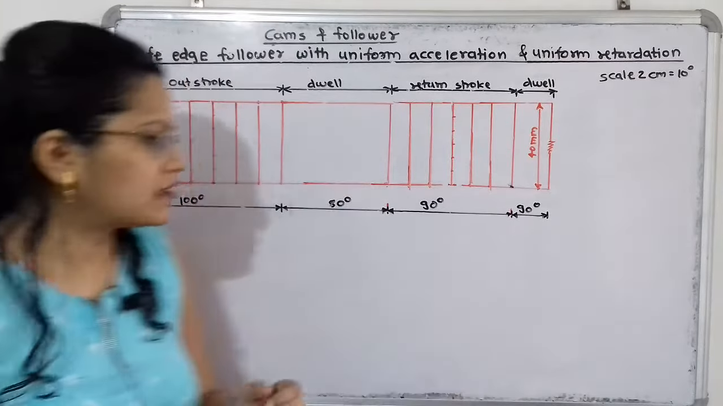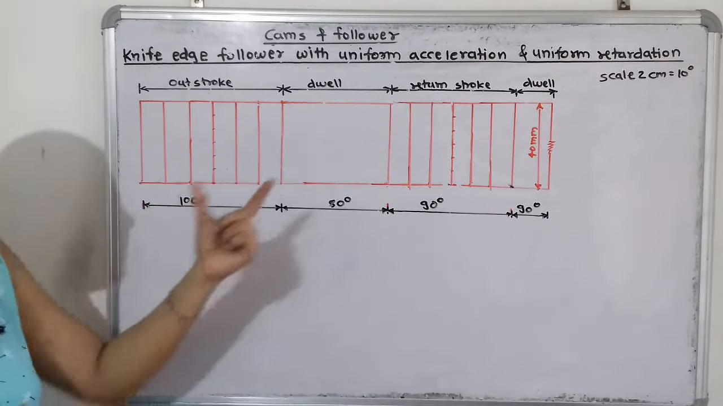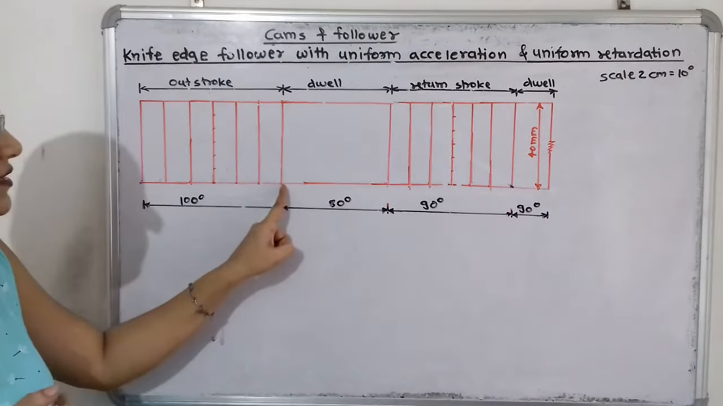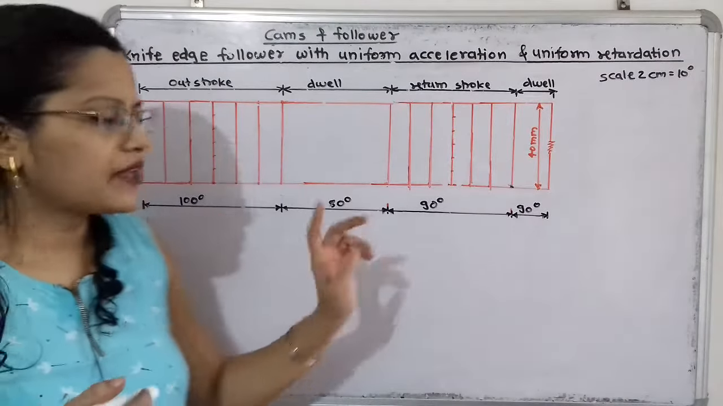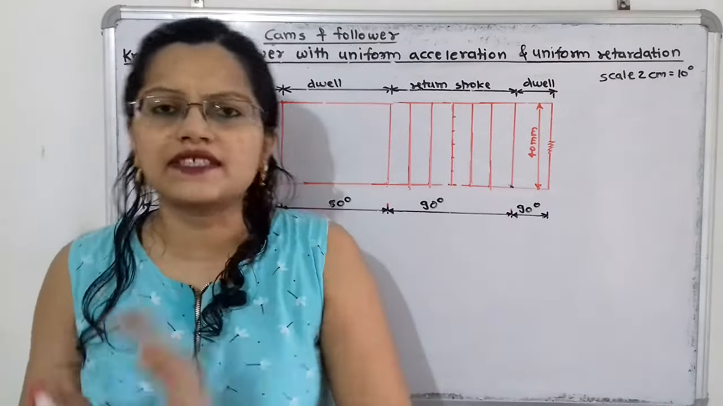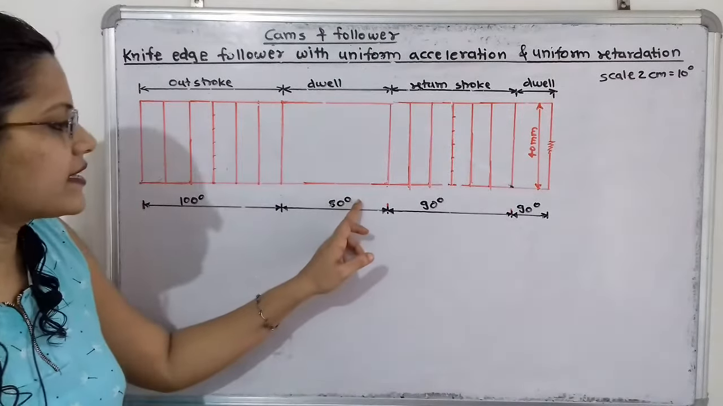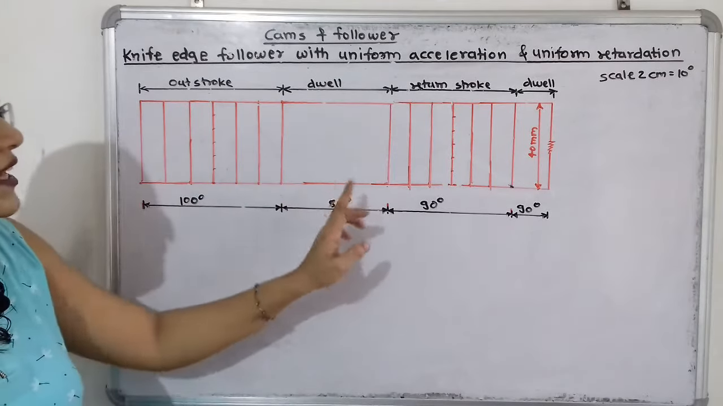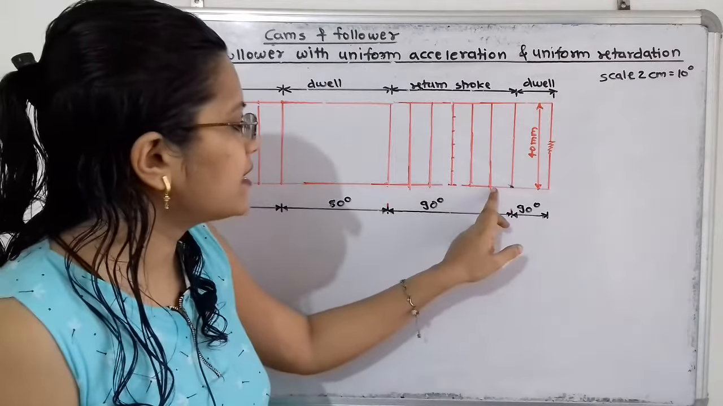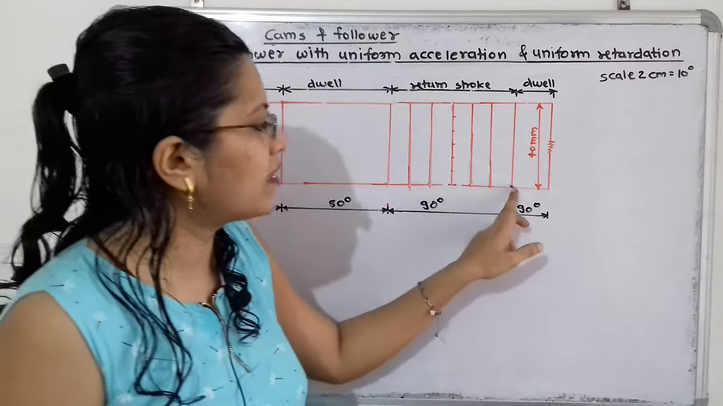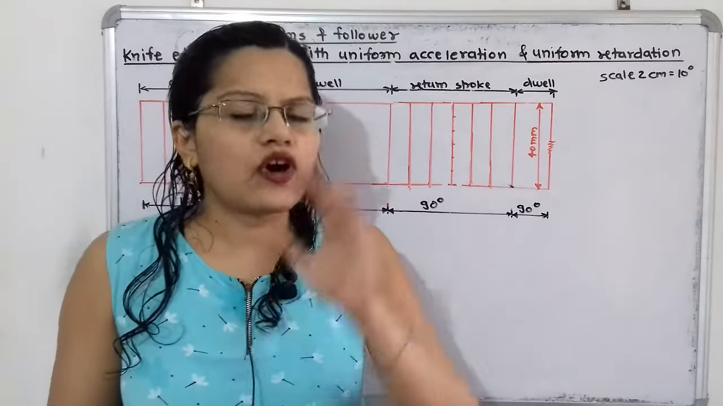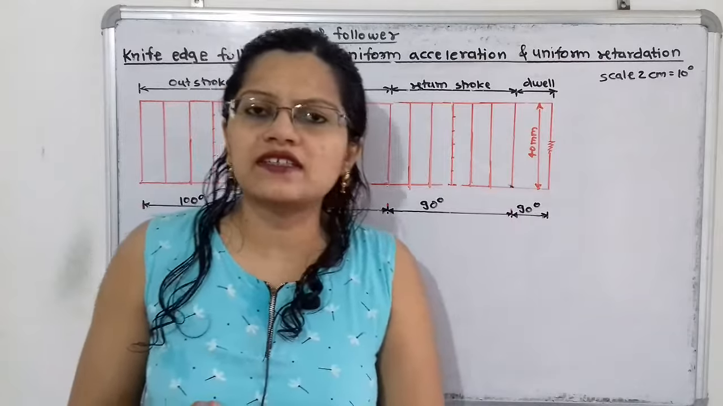As per this scale, 100 degree means we have to take 20 centimeter distance. So here we will select the 20 centimeter distance on this abscissa. Then the next period is dwell period. During dwell period, the follower remains at rest. Here 80 degree means, as per this scale, 16 centimeter distance we have to take. Then for 90 degree we have to take 18 centimeter and again for remaining 90 degree we have to take the 18 centimeter distance. And on the ordinate we have to take the distance equal to stroke.